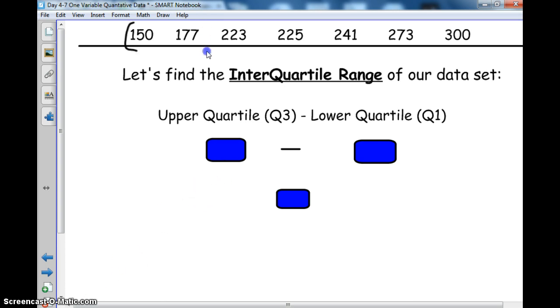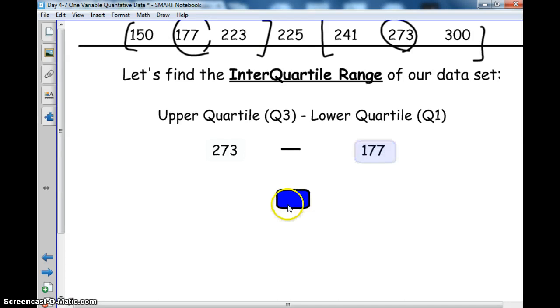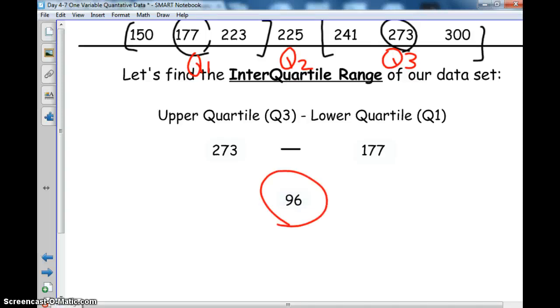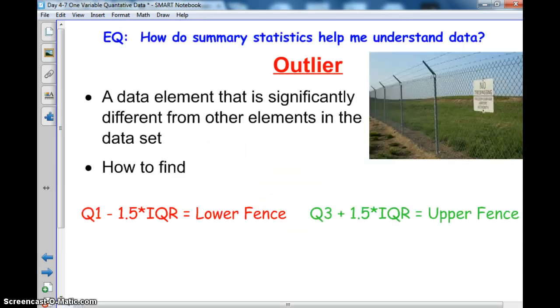So we found Q3 earlier to be 273 when we found the median of the upper set. We found Q1 to be 177 when we found the median of the lower set. We subtract these and find the range between the two numbers, and we get 96. So this is how spread out the middle 50% of our data is.